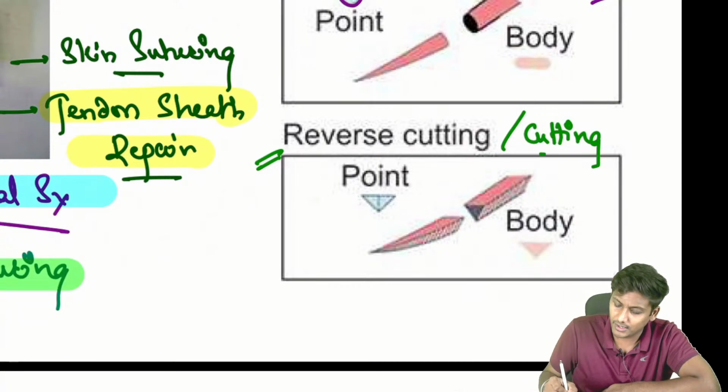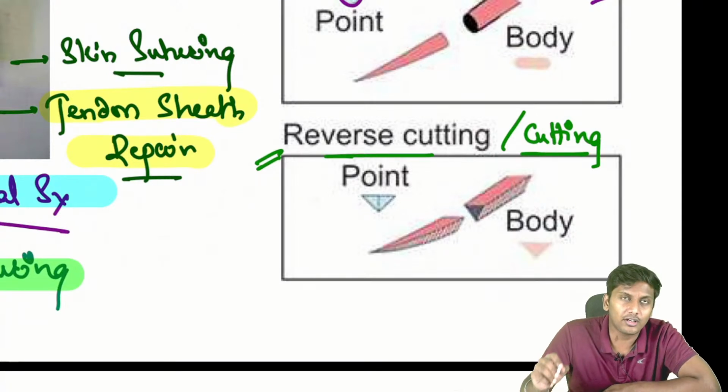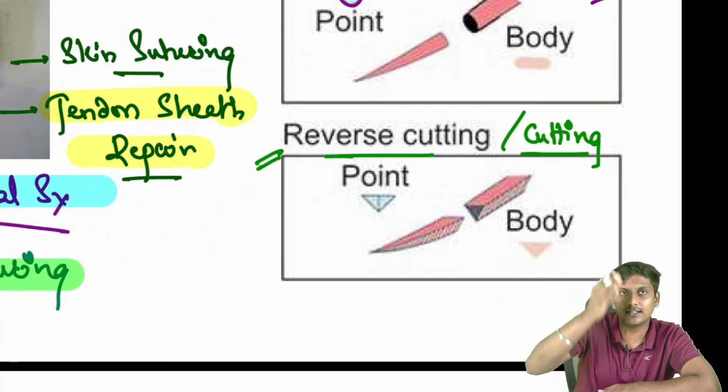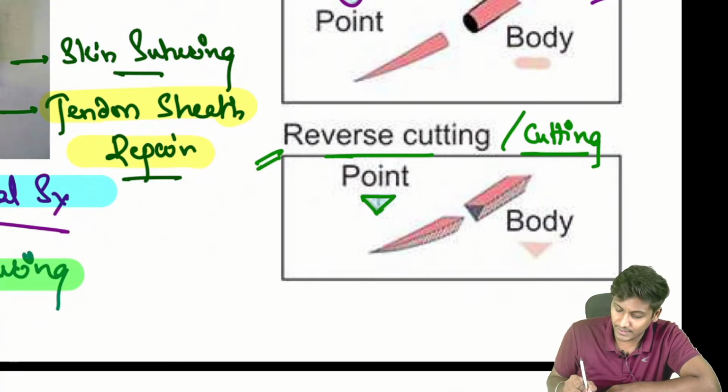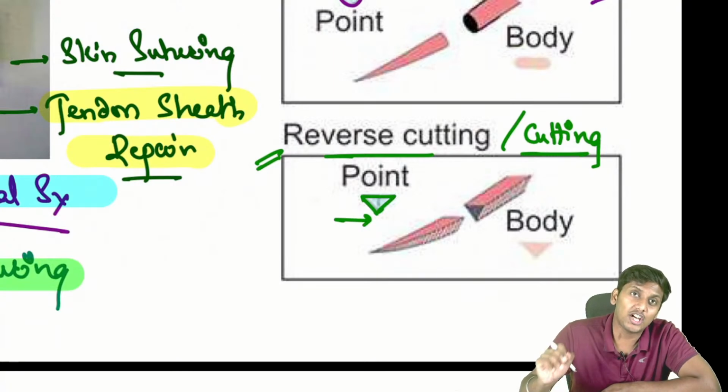But if I talk about the cutting or reverse cutting needle, if I cut the needle in between, I am going to get a triangular shape. Can you see? One of the points of this needle is going to be sharp.